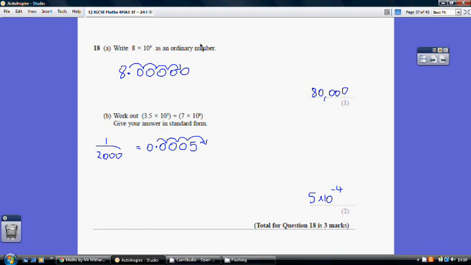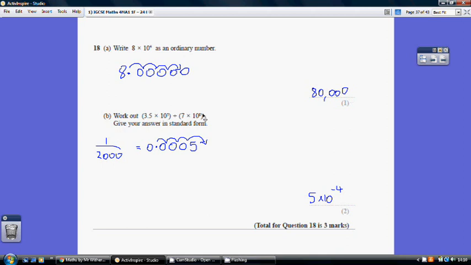So we've got to write this as an ordinary number. So it's a big number because this is a positive power. So think of your 8, and then you've got to hop along 4 places with your decimal point. So it hops along 4 places, 1, 2, 3, 4. So it's got 4 zeros after it. So 8 followed by 4 zeros, 80,000.